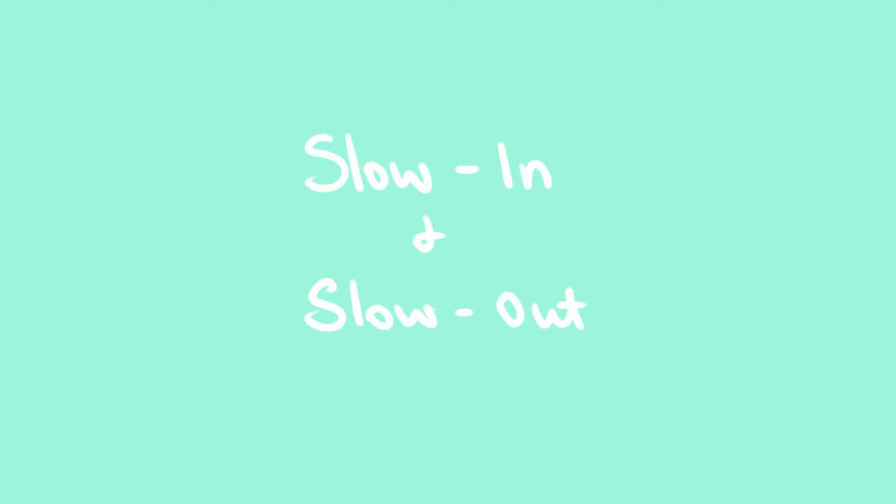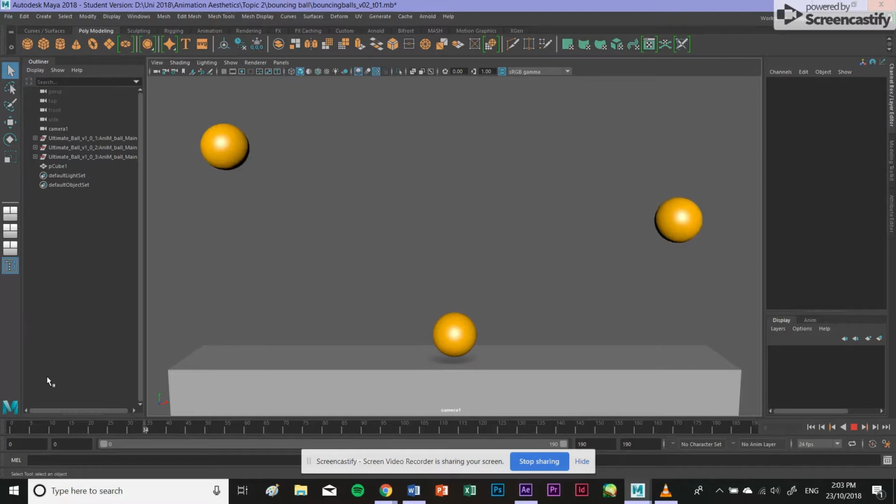The next principle is slow in and slow out. It refers to the way movement starts off slow, then builds up speed, and then slows down again when finishing. As an action starts, there are more drawings close to the beginning pose and the finishing pose, with fewer in the middle. This shows that as the balls go up, they slow down at the top, and as they fall, they gain speed until they hit the ground.